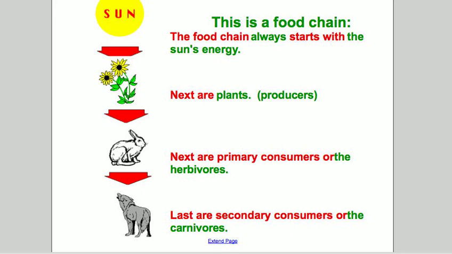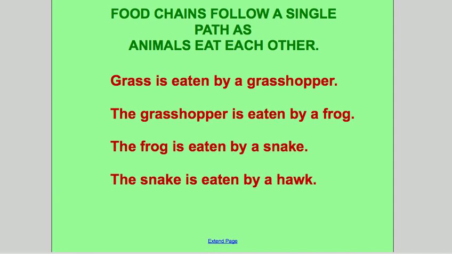This is a food chain. The food chain always starts with the sun's energy. Next are the plants, which are the producers. Next are primary consumers, or the herbivores, and last are the secondary consumers, or carnivores. Food chains follow a single path as animals eat each other. Grass is eaten by a grasshopper, the grasshopper is eaten by a frog, the frog is eaten by a snake, the snake is eaten by a hawk.